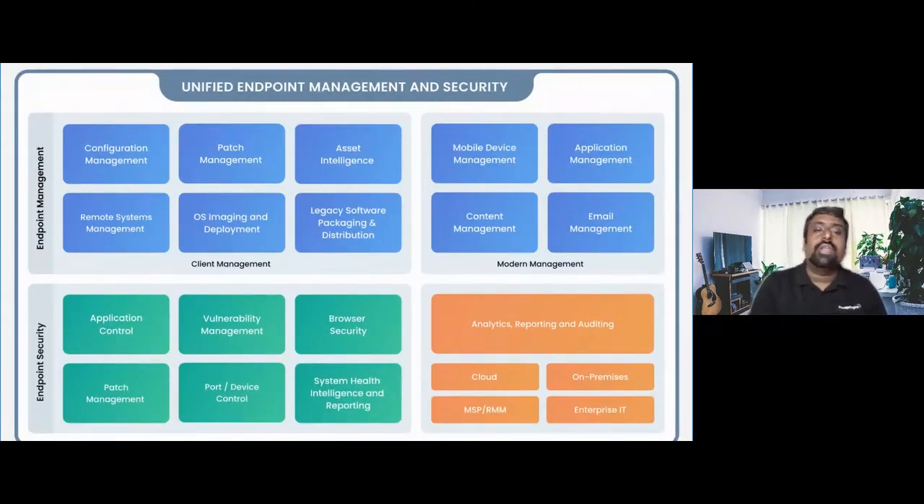All these things are available as part of the legacy management, all from a single suite. And you also have analytics, reporting, and auditing as well, which connects all these three, and you'll have comprehensive reporting. And we offer it on cloud, on premise version, and especially if you are an MSP, a managed service provider, we offer a separate version for you as well.